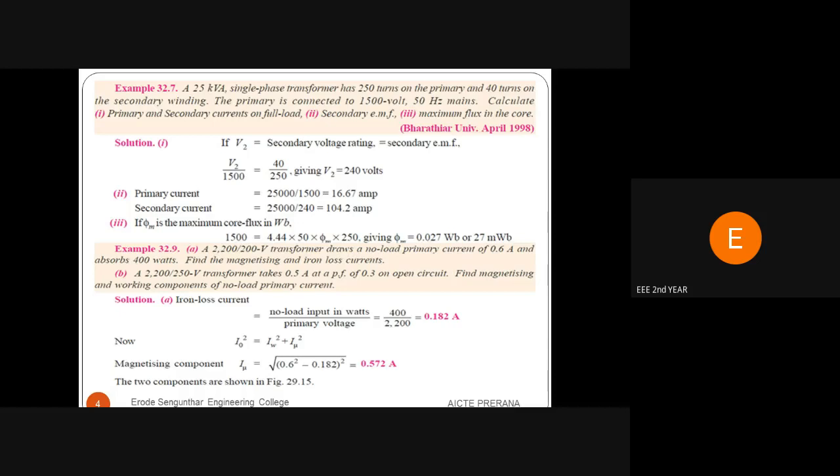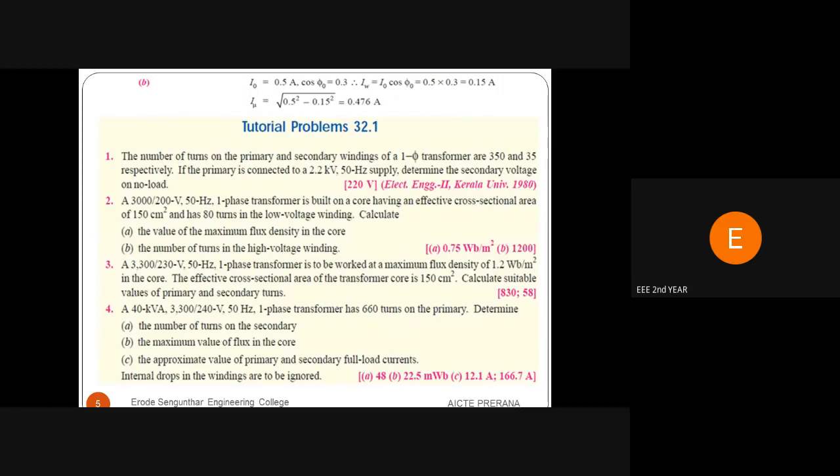There are two formulas: I naught square equals IW square plus I mu square, then IW equals I naught cos phi naught, and I mu equals I naught sin phi naught. These other formulas are also available. We can convert cos phi naught into sin phi naught, substitute into the I mu equals I naught sin phi naught formula, and directly calculate 0.476 ampere.